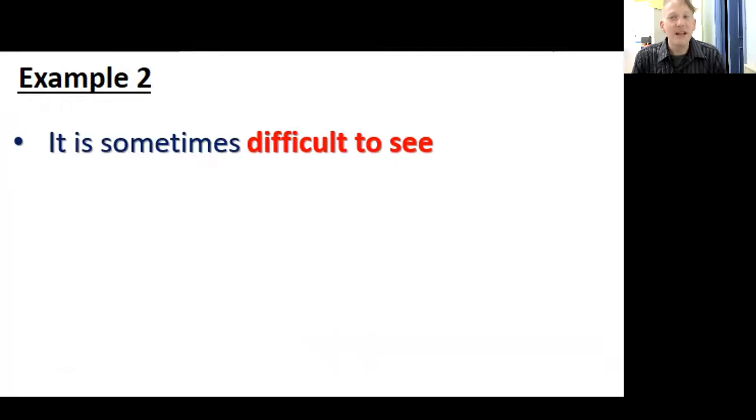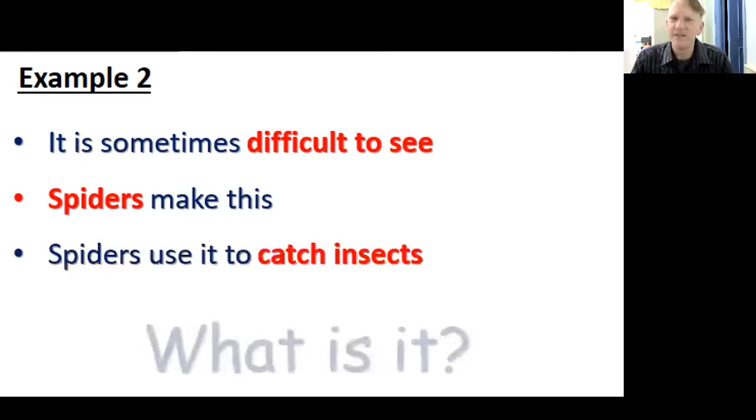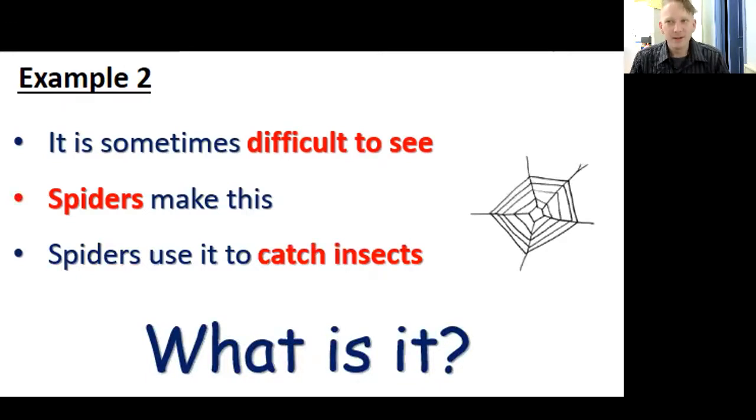It is sometimes difficult to see. Okay? Difficult means hard to see. I can't see it. Very good. And spiders can make this. Now, what do they make? Do they make a mess? Do they make dinner? No, of course not. Let's think of it. They use it to catch insects. What is it? You said it. It's a web. Say it again, web. Do you hear the sound? Say it with me one more time, web.